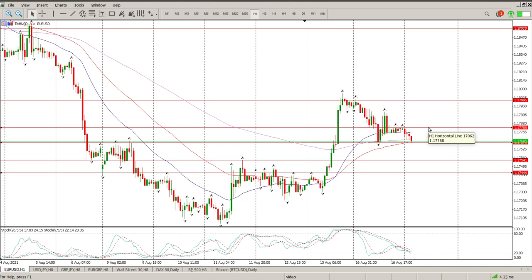So above 117.788, kind of our range for today, then we're looking for the previous high. Below 117.675, then we're looking for these two structures here down to 117.446. So that's kind of the view that I've got there.